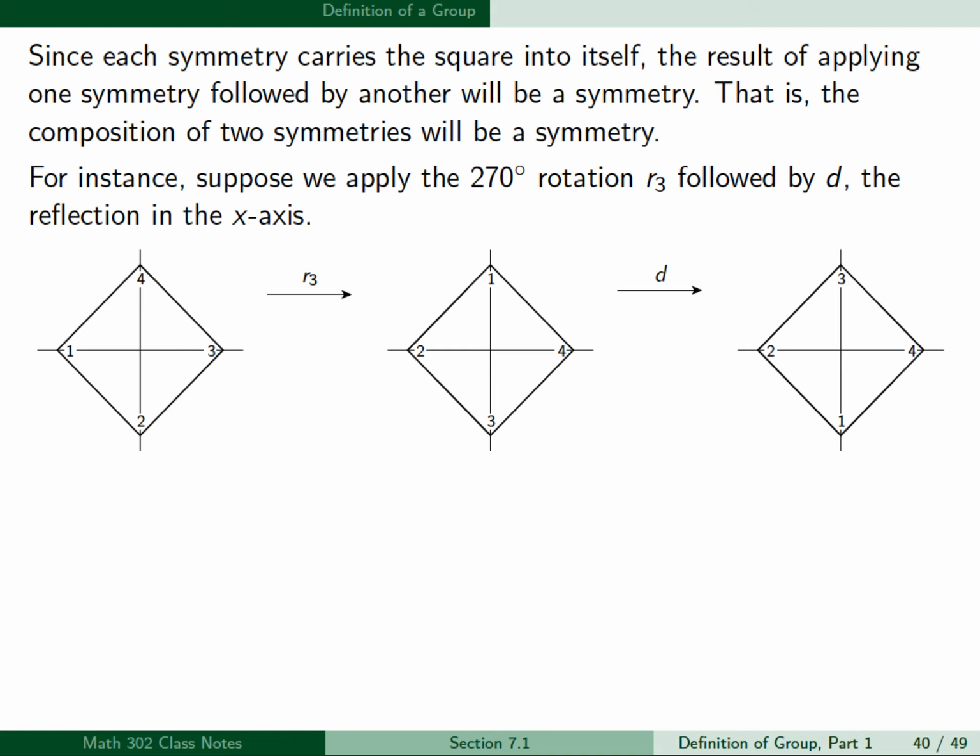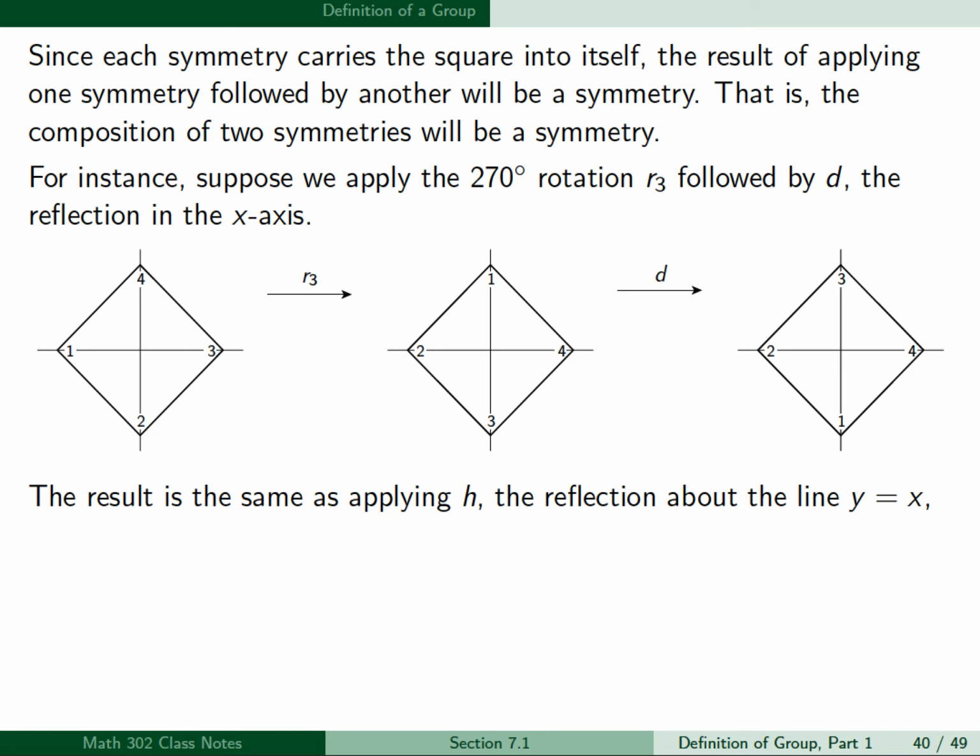Now, comparing this with our 8 symmetries, you'll see that the result is the same as applying H, the reflection about the line y equal x, which means that D composed with R3 is equal to H. Now, again, recall that when we write out compositions, the function on the right is applied first, and the function on the left is applied second. So D composed with R3 means apply R3 first, followed by D.